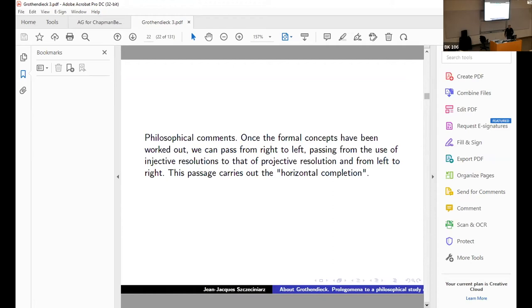Some small philosophical comments. Once the formal concepts have been worked out, we can pass from right to left, from the use of injective resolutions to that of projective resolutions, and from left to right. This passage carries out what we can see as a horizontal completion. We have the vertical movement and the horizontal movement. It is a way to cover all. You can say it is a mental space for the geometry in this situation.